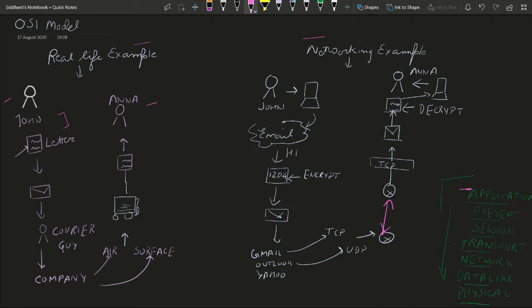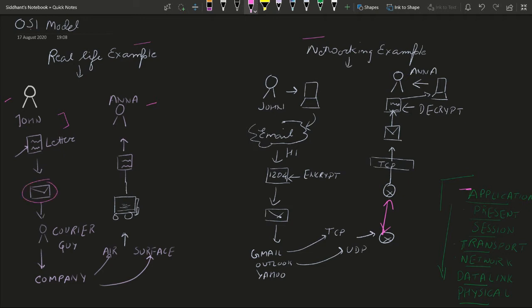Now what he will do after completing writing the letter, he will seal that letter into the envelope. He does not want to give a chance to other guys to see what he has written, so he will encrypt this in the form of an envelope.